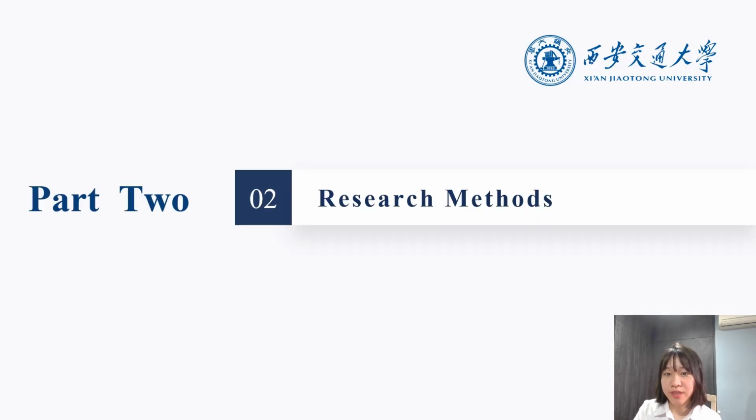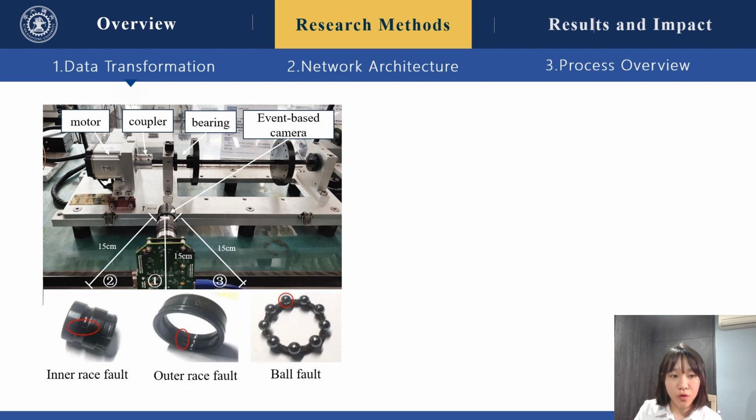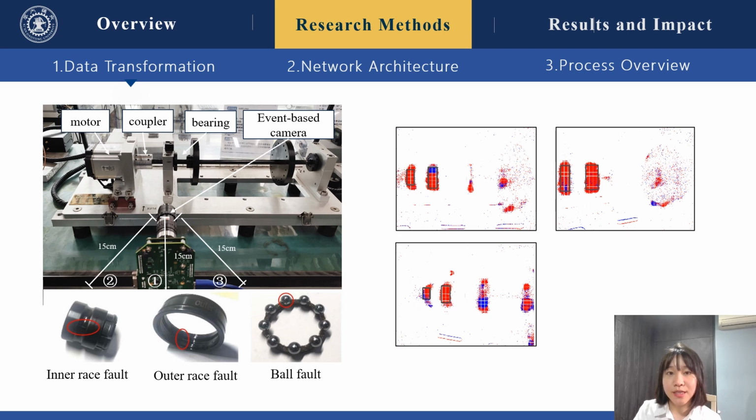Next part is our research methods. To obtain our data, we conducted experiments on a rotating machine. This is the general layout. We have an event-based camera here capturing data from 3 different angles under 4 conditions: inner race fault, outer race fault, ball fault, as well as healthy condition. This is the visualization of our data from different angles.